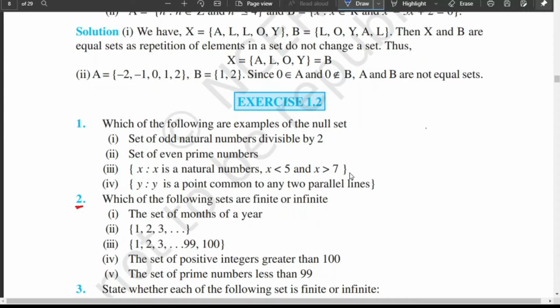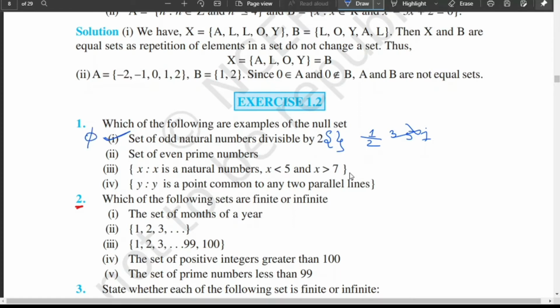Exercise 1.2. Let's get started. Which of the following are examples of null sets? Set of odd natural numbers divisible by 2. Odd natural numbers are 1, 3, 5, 7, which are divisible by 2. No, we don't have any. So yes, it is a null set.